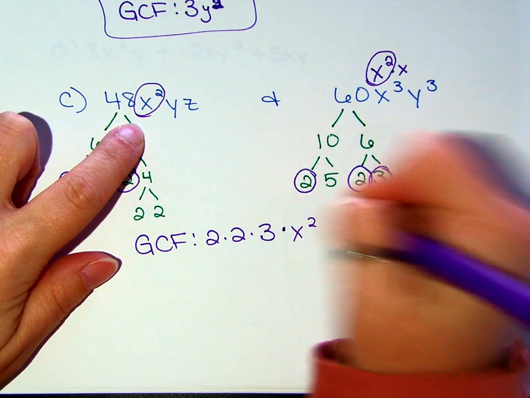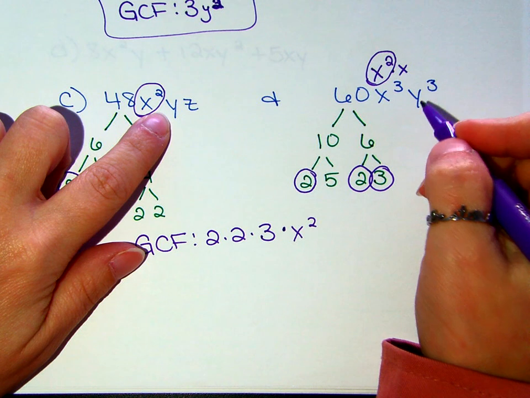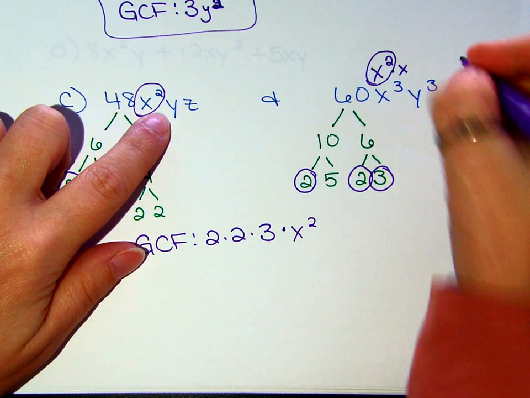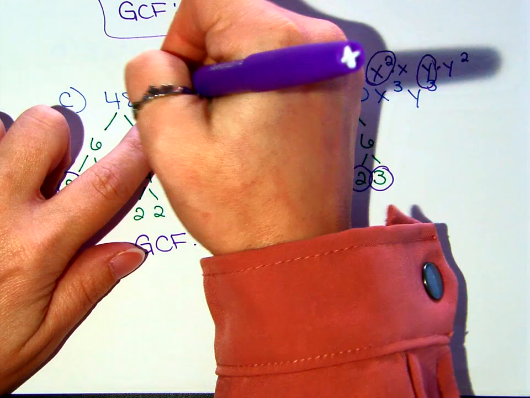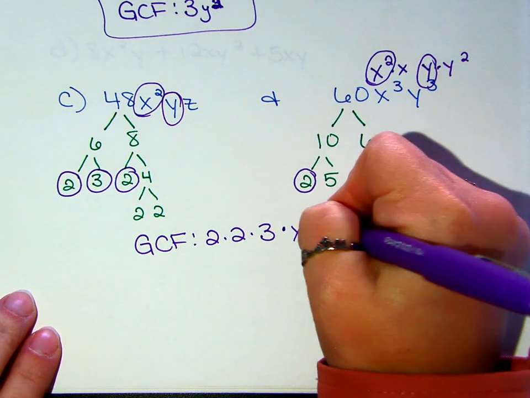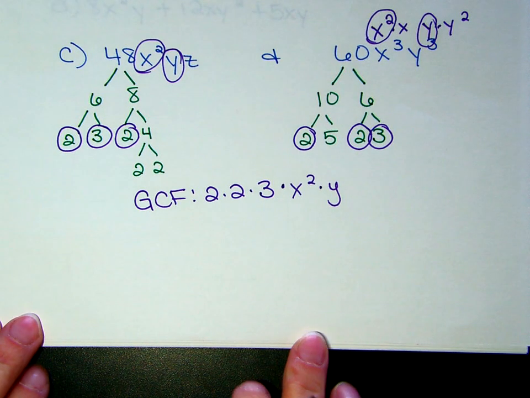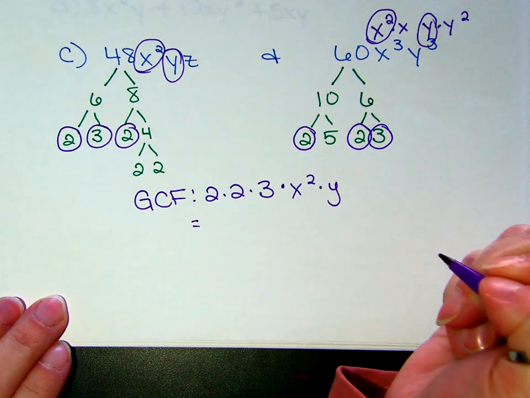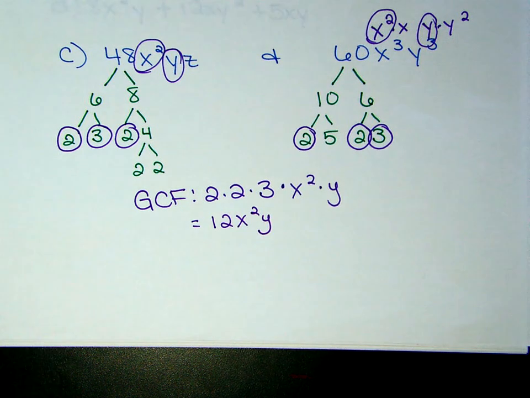Then I look at my y and I say, okay, I only have one y on the left side. I have 3 on the right. I can write y to the third as y times y squared, and they have the y's in common. So my GCF, 2 times 2 is 4, times 3 is 12, x squared, y. That is the biggest thing I can pull out of 48x squared y z and 60x to the third y to the third.